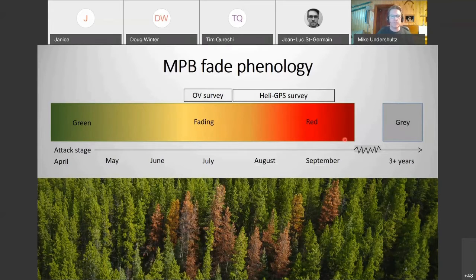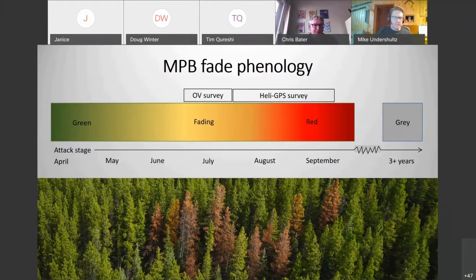It's important to note that beetles have actually attacked the tree the year before anything on this slide. And it's not until the following summer or spring that the tree starts to turn color. So it's when the tree starts to turn color in the summer that the beetles are actually leaving those trees as well.